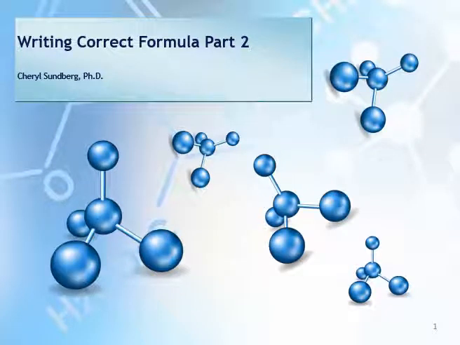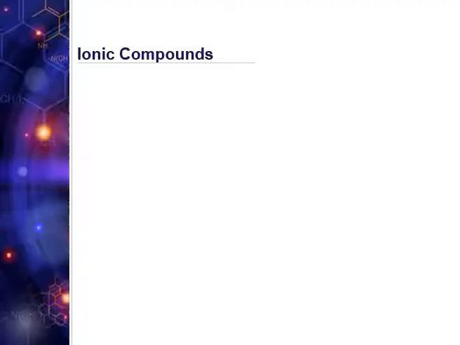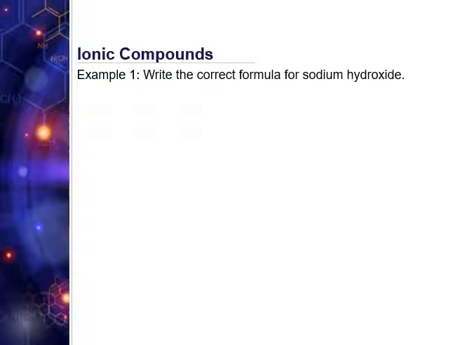Writing correct formula, Part 2. Ionic compounds. Example 1. Write the correct formula for sodium hydroxide. Ionic compounds may include polyatomic ions.